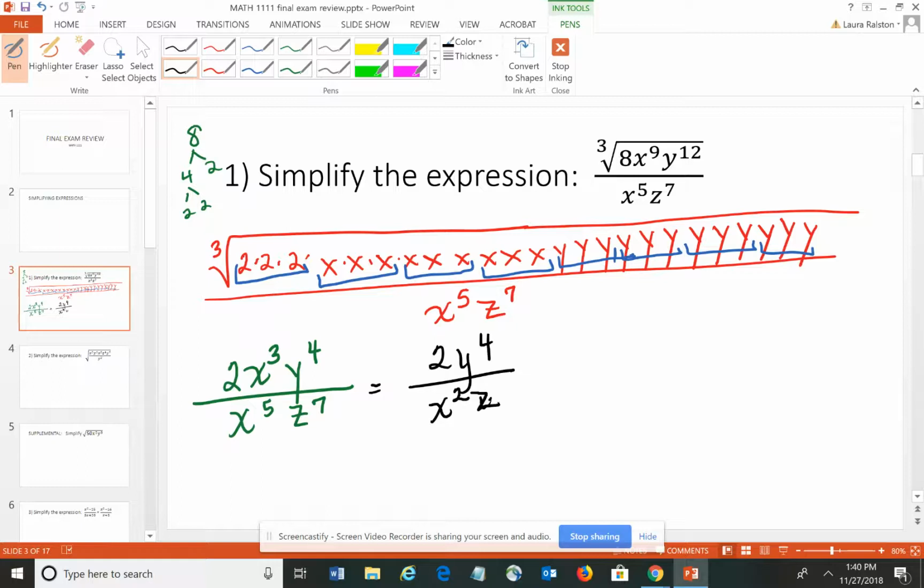x's left in the denominator, because when you do 3 minus 5, you're going to take 3 from the 5, and so that would leave 2. So this is your answer. 2y to the 4th, x squared, z to the 7th.